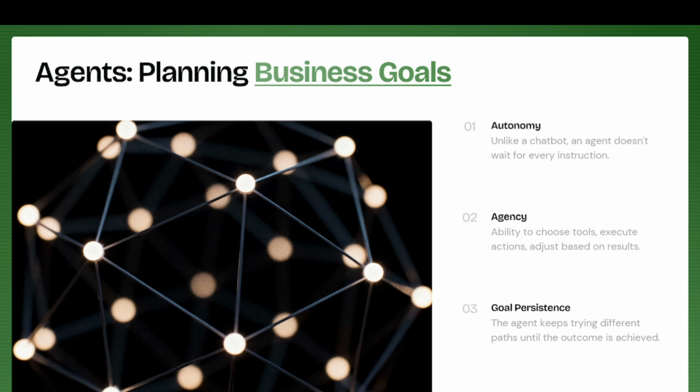So we have agents planning business goals. How can agents be used to plan business goals? The first thing under this is autonomy. Unlike a chatbot, an agent doesn't wait for every instruction. Agents act autonomously, even though they are still bounded, because autonomy must still be guarded, and it must follow policy and governance.